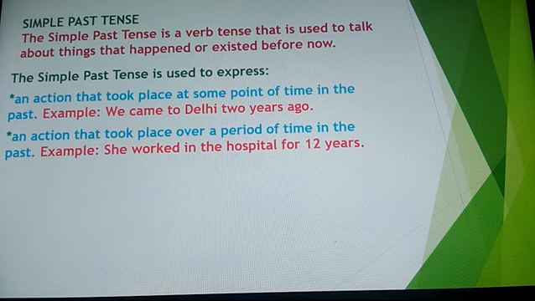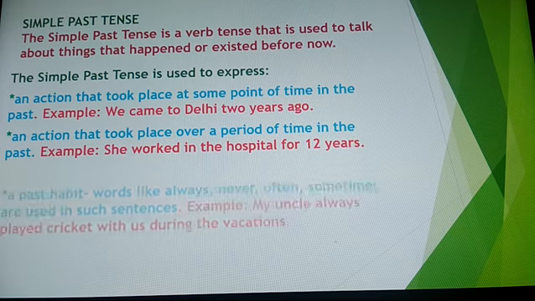Next, it is used to express an action that took place over a period of time in the past. Earlier in the first example, this is a point of time, 2 years. Now here, 12 years. She worked in the hospital for 12 years. So what does it talk about? It talks about the period of time that she had worked in the hospital. So she worked, ED form. This is past tense. Okay? So she worked in the hospital for 12 years.